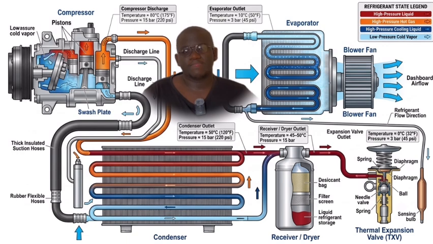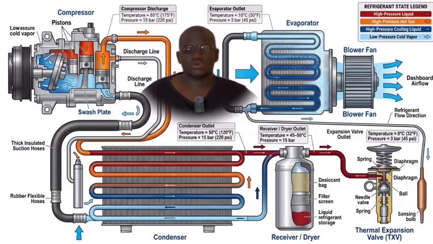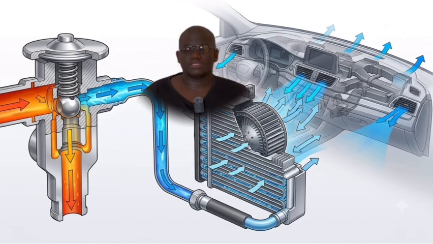It goes into the aluminum tubes of the evaporator. Because the outside temperature is warm, it drops, and the blower fan blows across the evaporator. This is why we are able to get cold freezing air.